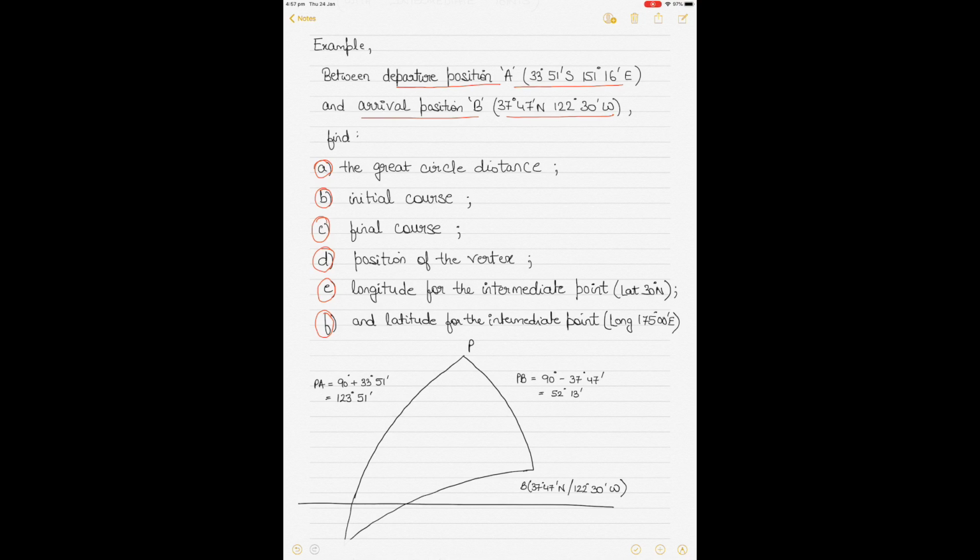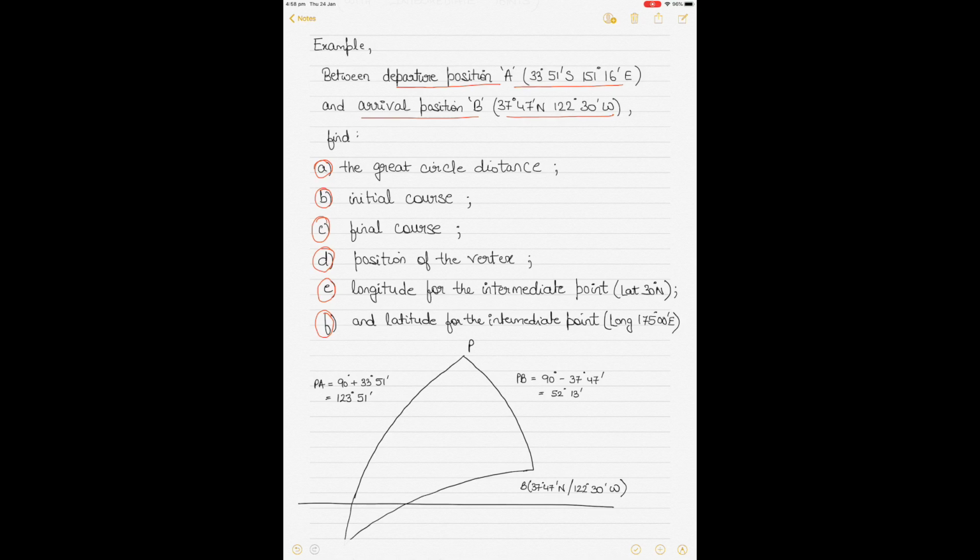So when you're drawing the pole, you always determine the pole by the value of the higher latitude. In this case the north latitude of position B is the higher latitude, so you will draw the north pole. In my previous example that I solved, the southern latitude was higher, so I drew the pole towards the southern latitude. But in this case the northern latitude is higher, so you draw the northern pole.